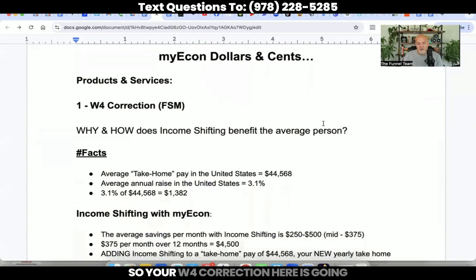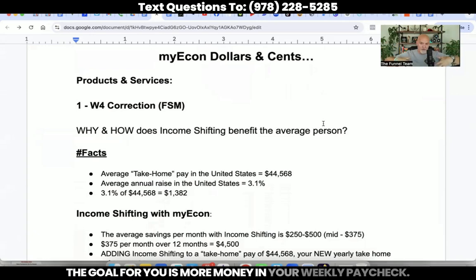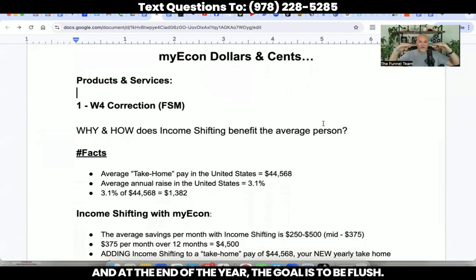Okay, so your W4 correction here is going to help you, in a nutshell, put more money back into your weekly paycheck. The goal for you is more money in your weekly paycheck. And at the end of the year, the goal is to be flush. You don't want to owe any taxes. And if you get a return, it should not be a lot of money. You should not be getting thousands of dollars back at the end of the year from your job because you literally got the right amount taken out and you put more money back in your pocket.